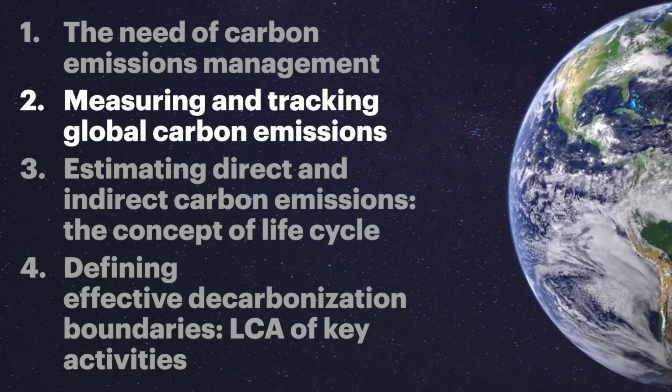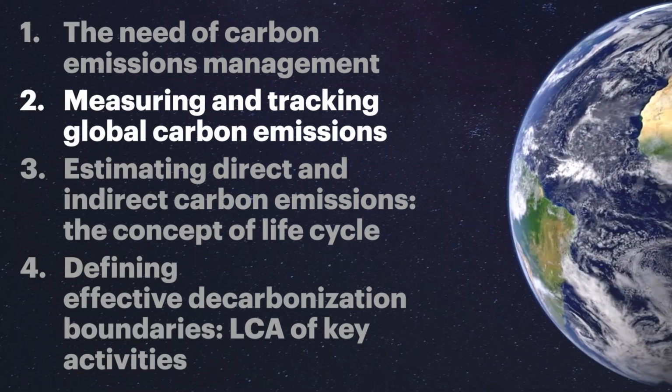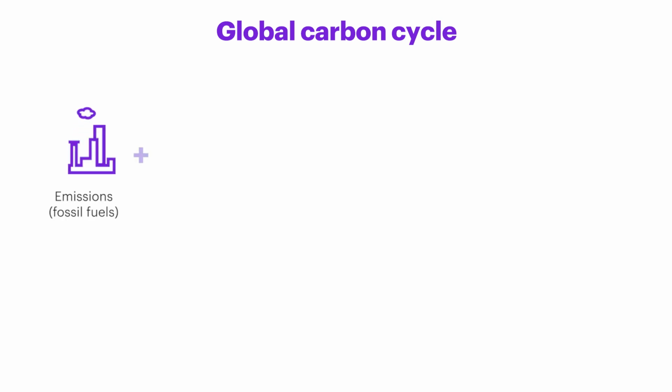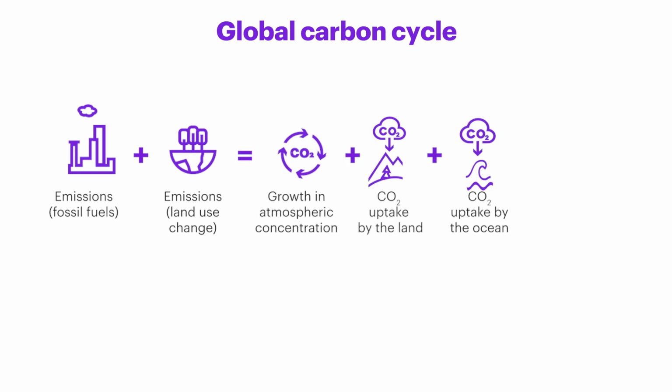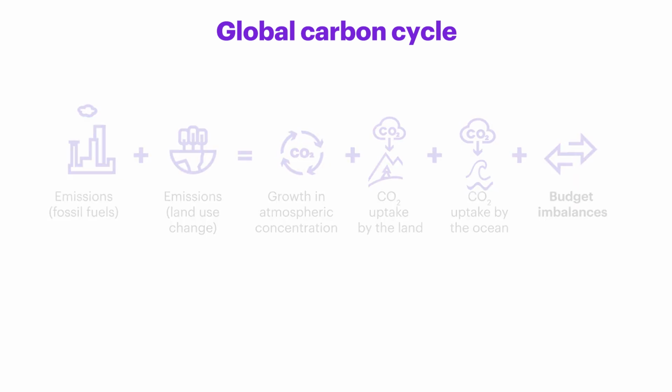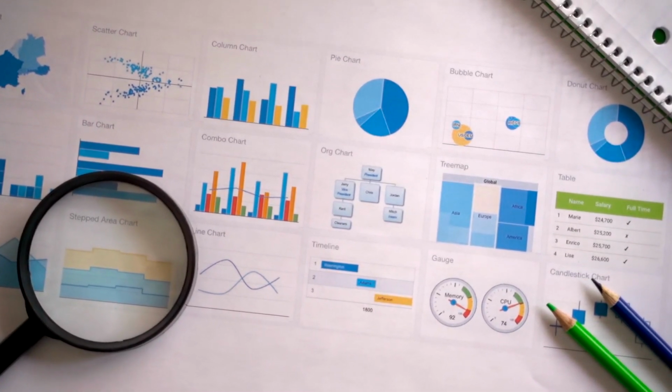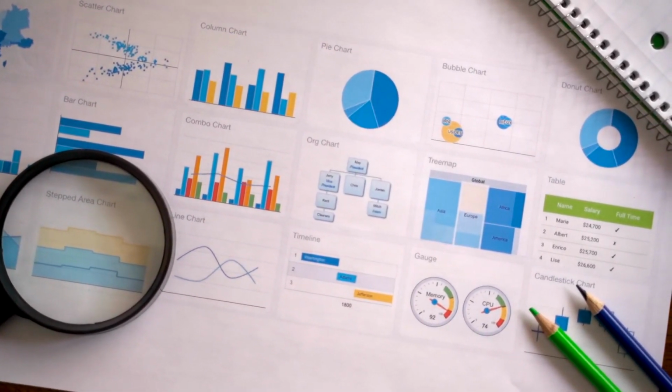Now that we understand some of the concepts, let's briefly cover how we can measure and track global carbon emissions. First, let's define the global carbon cycle, which is estimated by using a multitude of data sources. To calculate this cycle, data from emissions from fossil fuels and industry are added to the emissions from land use change. Then, the CO2 concentration growth in the atmosphere is measured and the ocean and land sink estimated. Finally, the budget imbalance is the difference between the estimated emissions and the estimated changes in the atmosphere. Each of the items of this equation relies on data sets that are a measure of imperfect data.